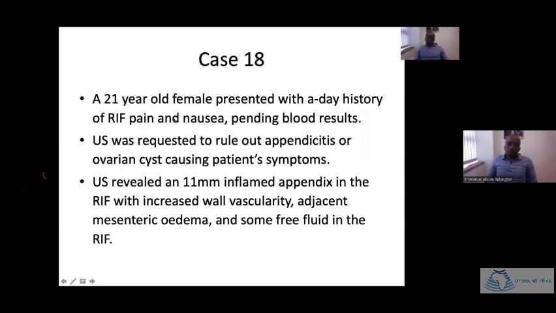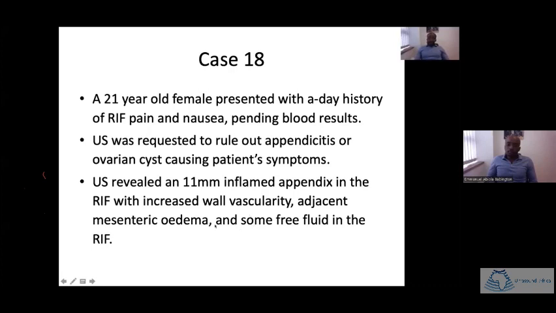So case 18 is the case of a 21-year-old female who presented with a day history of right iliac fossa pain and nausea; blood results were pending. Ultrasound was requested to rule out appendicitis or an ovarian cyst causing the patient's symptoms. The ultrasound reviewed an 11 millimeter inflamed appendix in the right iliac fossa.